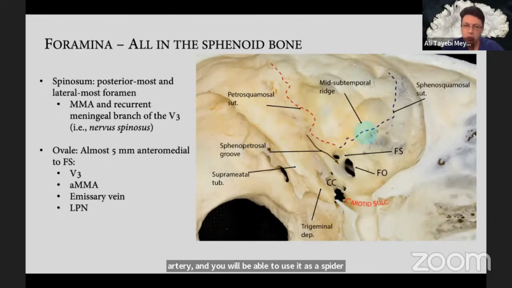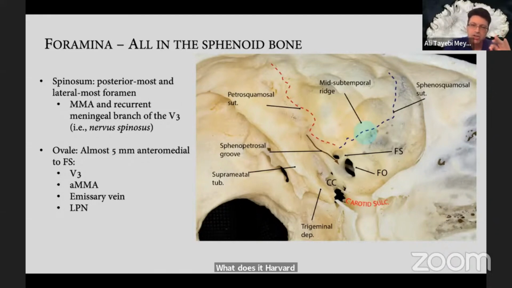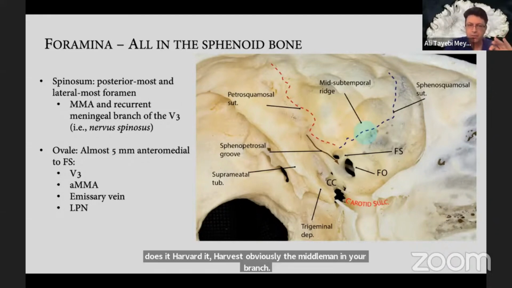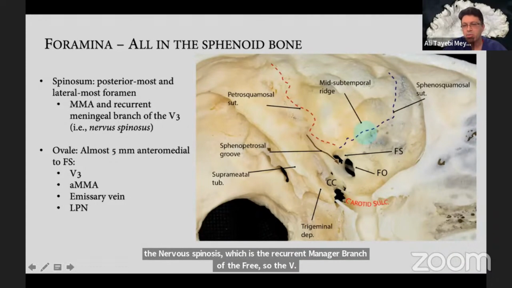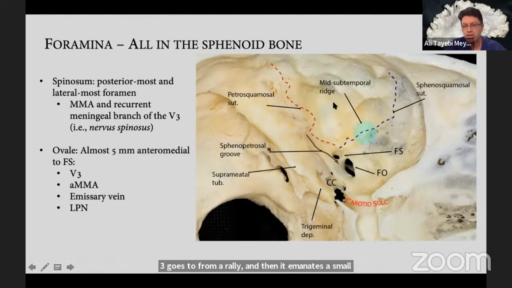This is the posterior-most and lateral-most foramen. What does it harbor? It harbors, obviously, the middle meningeal artery. It also harbors a small nervous branch, which is called the nervus spinosus, which is the recurrent meningeal branch of V3. So V3 goes through foramen ovale, and then it emanates a small branch that comes back to the meninges in this area and innervates them.